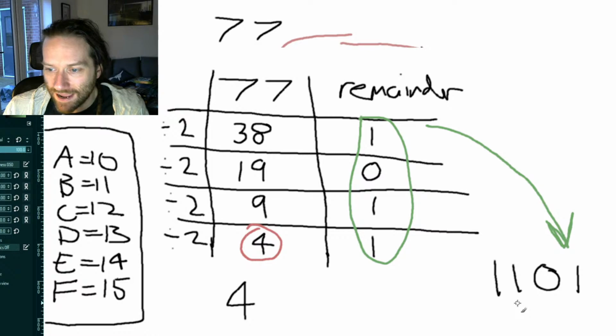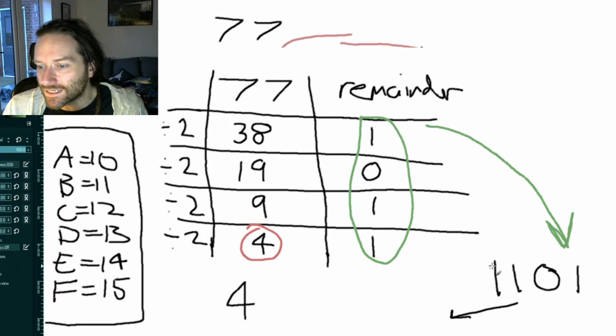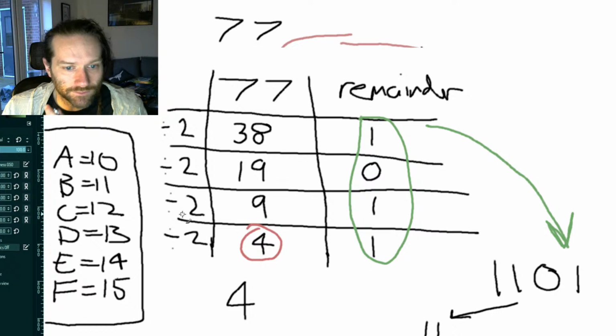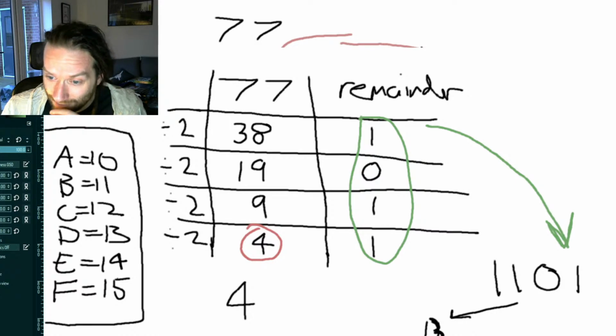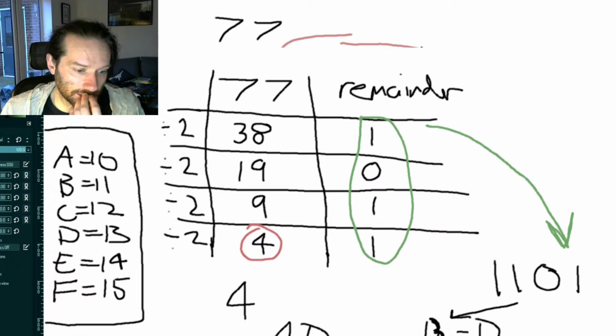So we convert this now to denary. 8 plus 4 plus 1 is 11. Hang on, I've messed up somewhere. Sorry, no, it's 13, isn't it? 8 plus 4 plus 1 is 13. 13 is equivalent to D. And so once again, we have 4D as our answer.